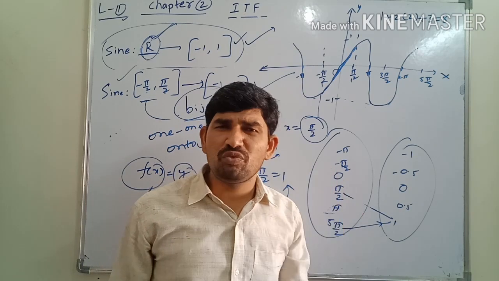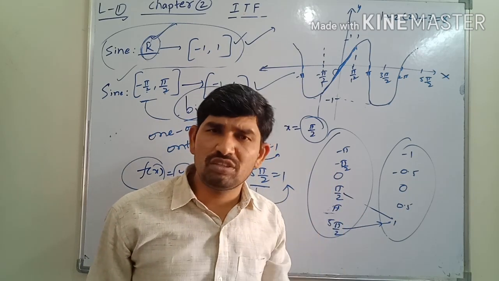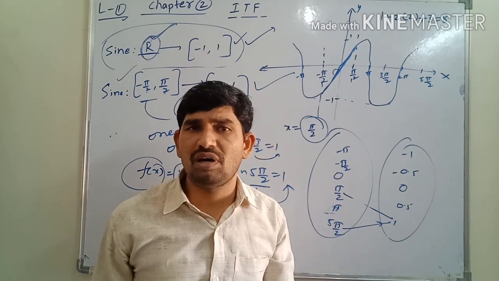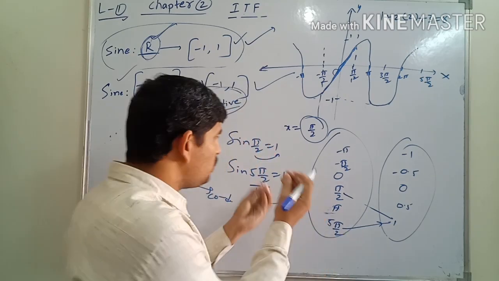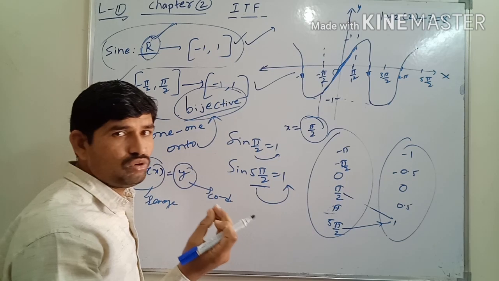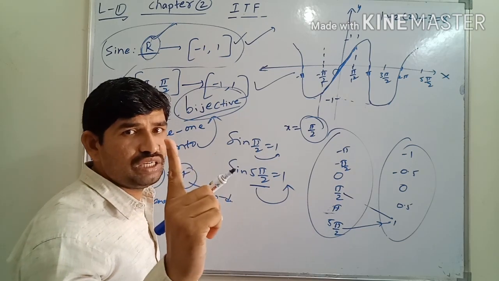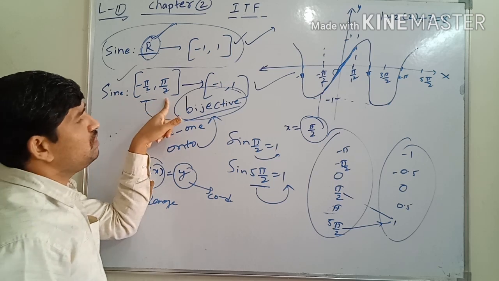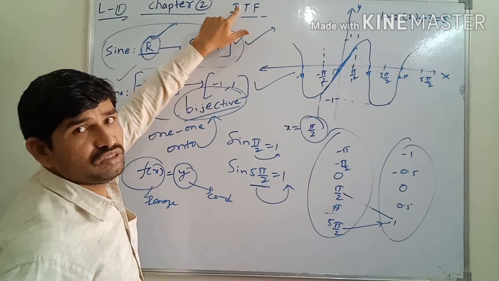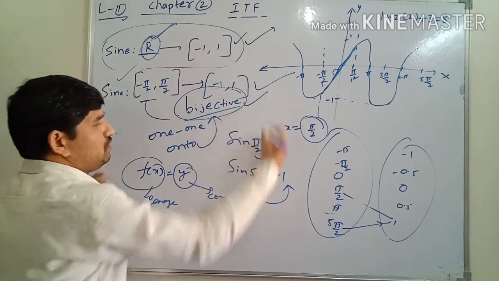I will give a brief note about 1-1, onto and bijective functions in the relations and functions chapter. This is inverse trigonometric functions, so that's why I am taking a little bit of the concept about 1-1 and onto. One more thing I am going to say: if the sine function is an invertible function, it definitely should be bijective.